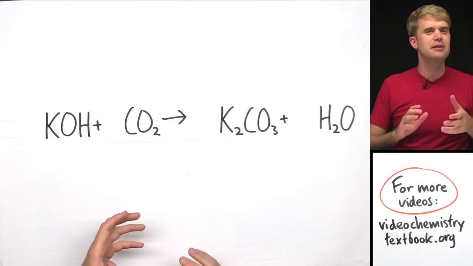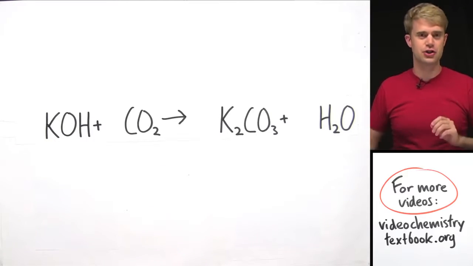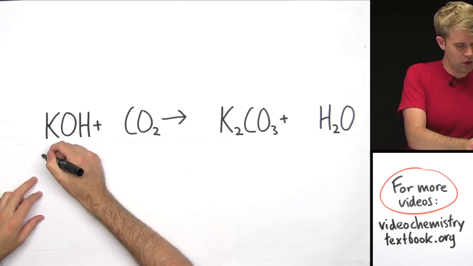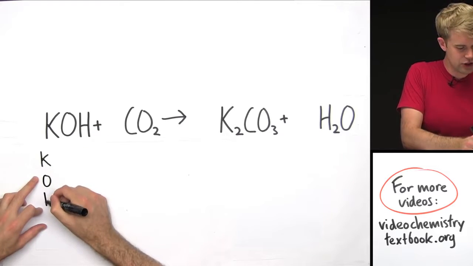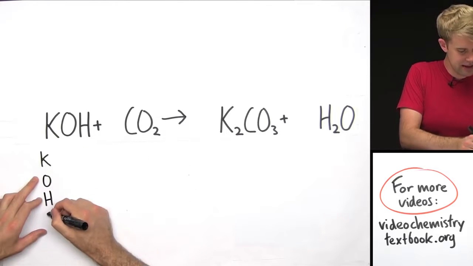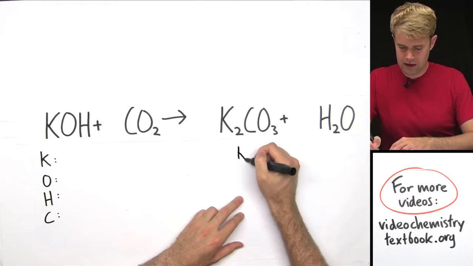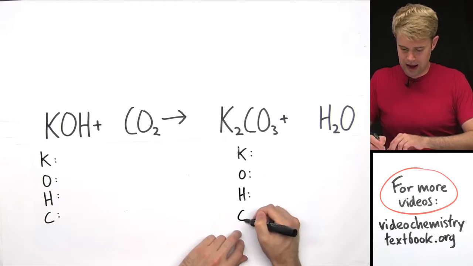This equation is a little bit more challenging because we have oxygen in all the compounds here. That means we're just going to have to be a little bit more careful when we're adding up the number of oxygen atoms that we have. Okay? So the elements in this equation: we've got K, potassium, O, oxygen, H, hydrogen, and C, carbon. And over on this side, we've got potassium, oxygen, hydrogen, and carbon.